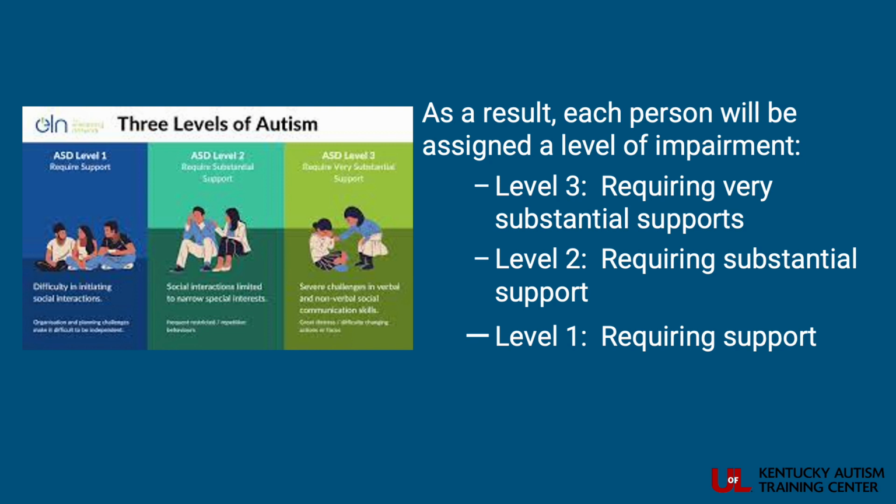The latest DSM-5 diagnosis also gives levels, whereas previous versions of the DSM had subcategories such as Asperger's and pervasive developmental disorder not otherwise specified, also known as PDD-NOS. As a result of the DSM-5, each person is assigned a level of impairment. So level 1 requires support, level 2 requires substantial support, and level 3 requires very substantial support.